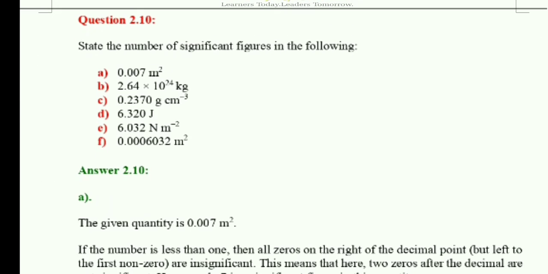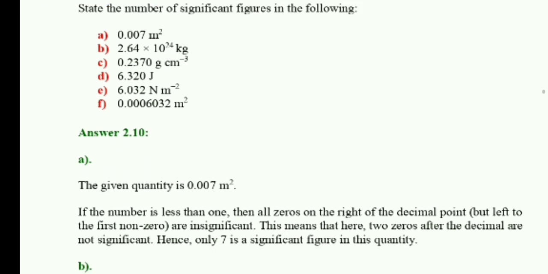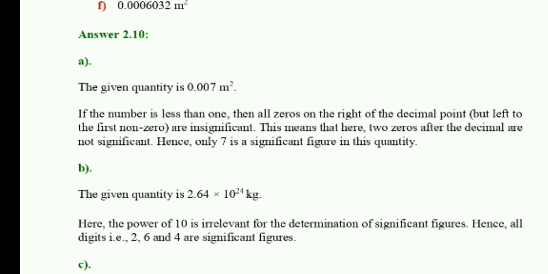We have to find out the number of significant figures in the following. There are a total of 6 numbers, and we have to calculate the significant figures for each of them. Now come to part A. In part A, the number is 0.007 meters square. There is only one significant figure, that is 7. If the number is less than 1, then all the zeros on the right of the decimal point are insignificant. This means that the two zeros after the decimal are not significant. Hence only 7 is the significant figure in this quantity.